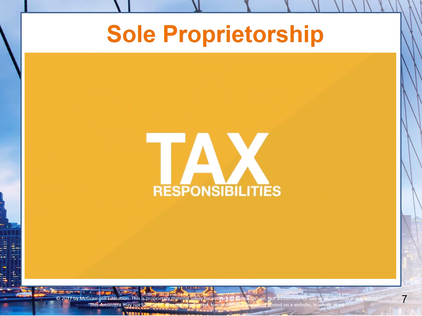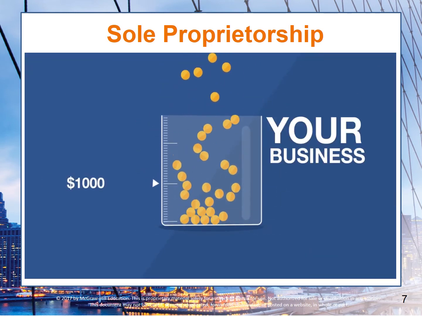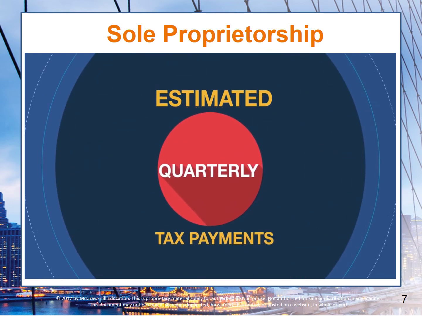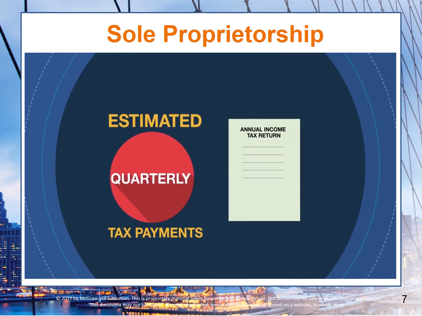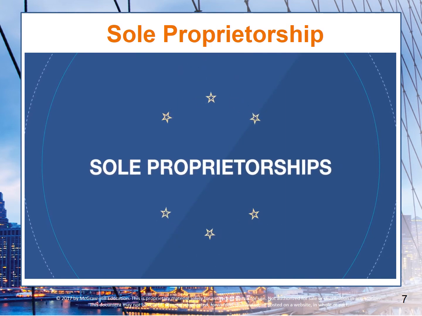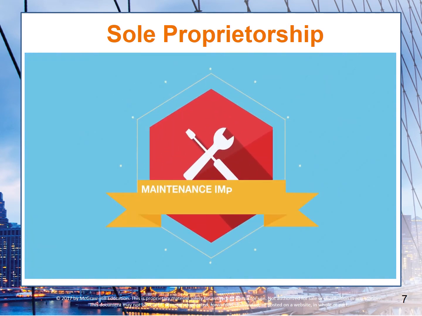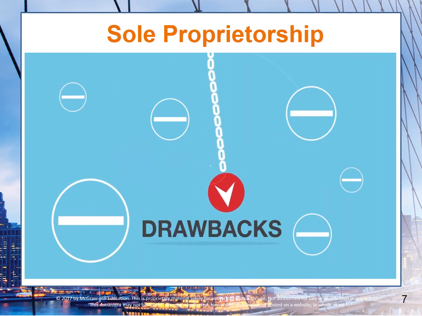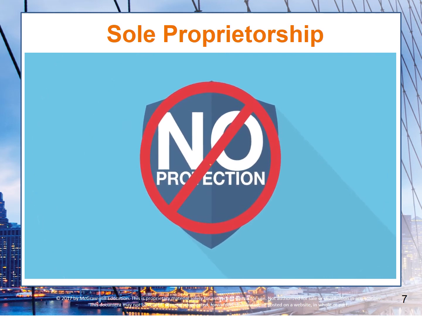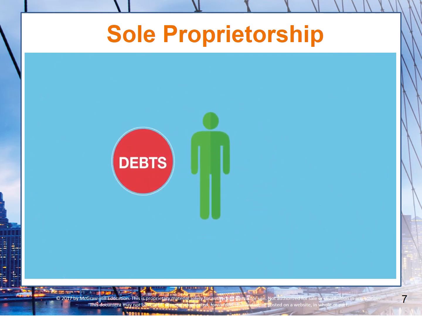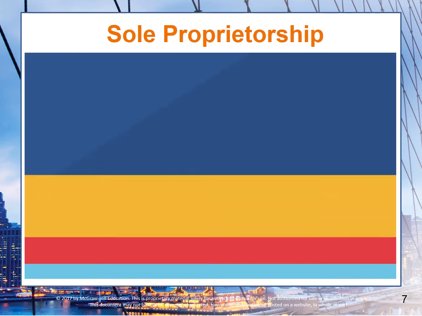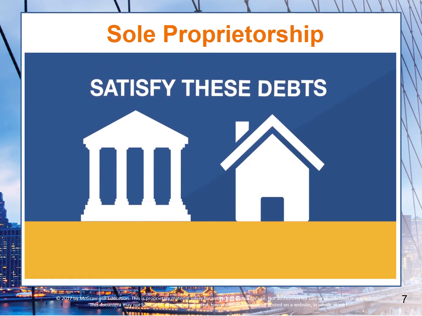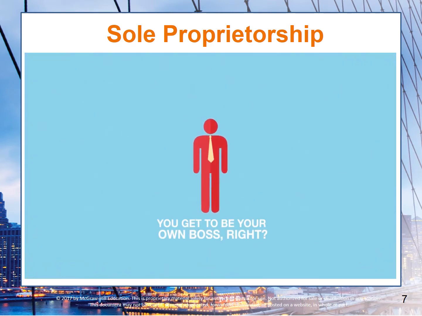When it comes to tax responsibilities, if your business ends up owing more than $1,000 at year's end, the IRS requires you to make estimated quarterly tax payments in addition to your annual income tax return. Another nice aspect of sole proprietorships is that they don't have any ongoing maintenance implications or responsibilities to worry about. That said, one of the drawbacks of being a sole proprietor is that you have no protection. You are held personally liable for any debts and obligations your business should incur. This means your personal bank accounts and even your home residence can be used to satisfy these debts. But hey, at least you get to be your own boss, right?